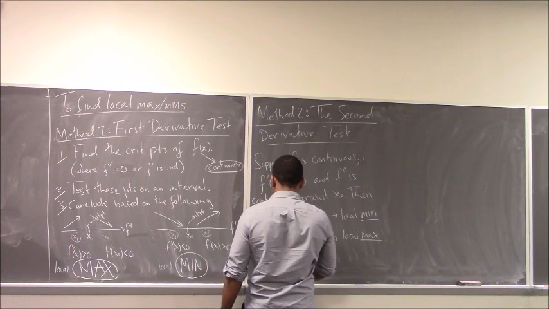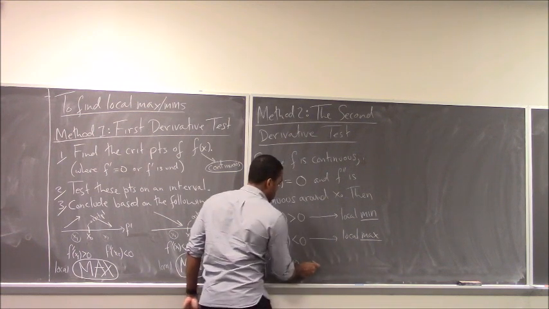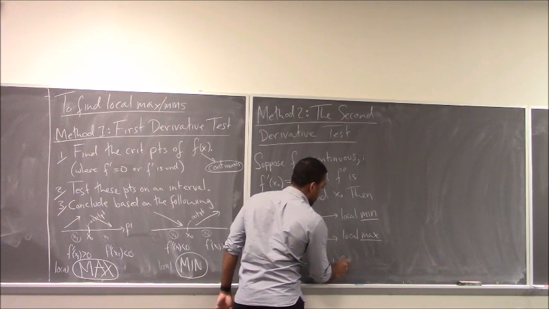If f double prime at the point equals 0, you can really get no info from this test. You have to try something else.